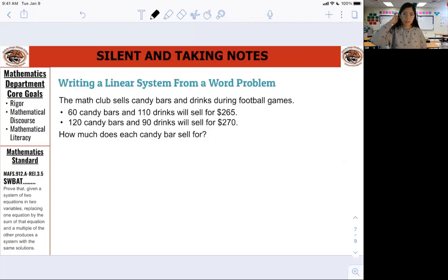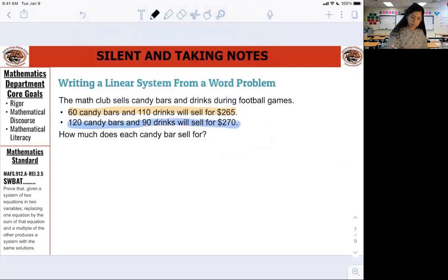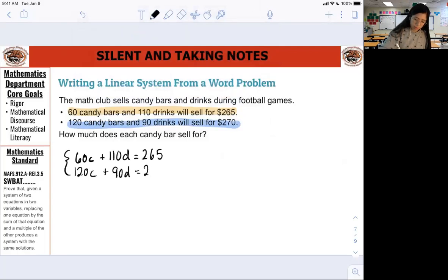All right, good. I'm seeing some correct responses. Again, this one's very straightforward. This is your first equation, and this is your second equation. So we would have 60C plus 110D equals 275, or 265, I mean. And then 120C plus 90D equals 270. We didn't need Y in this one.